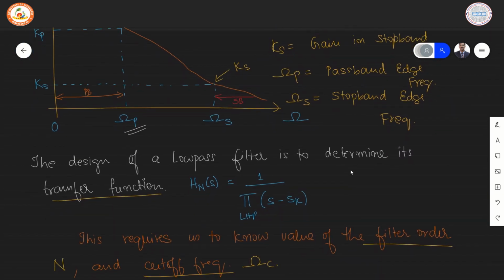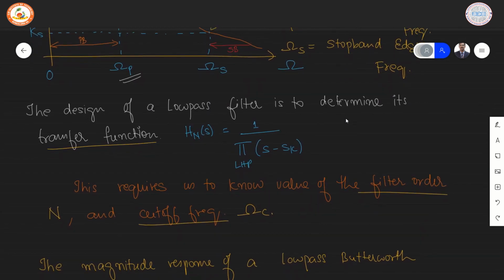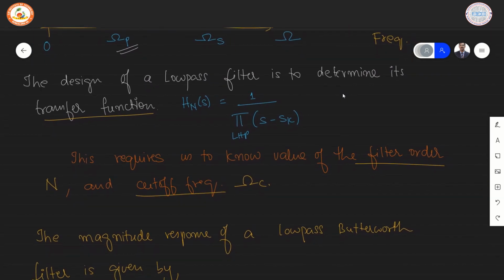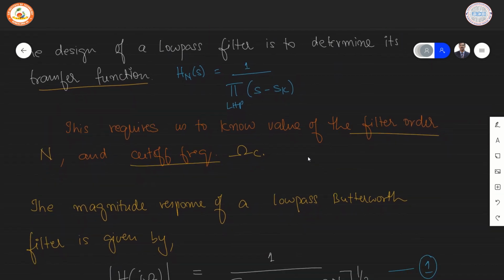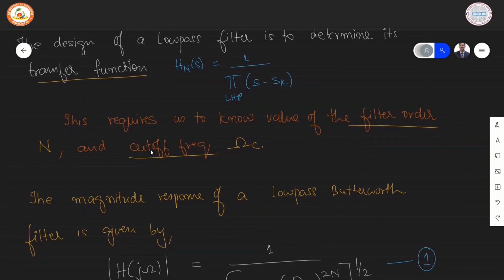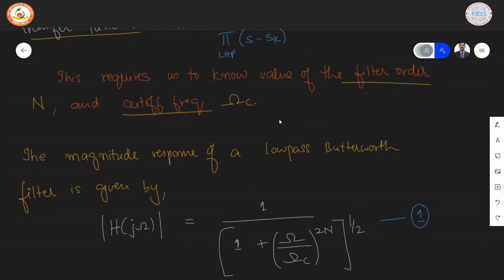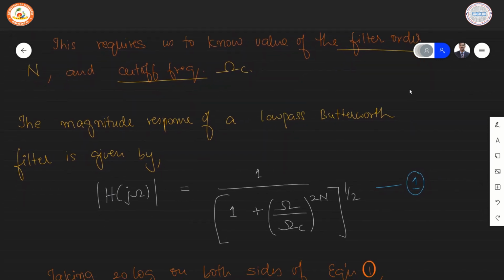As we had mentioned, the design of a low-pass filter means to determine the transfer function, which is H(s), which has the form as shown below. Now here we have to have a knowledge of the order and cutoff frequency to be able to correctly do that. Let us arrive at an expression for the order and then the expression for cutoff frequency.